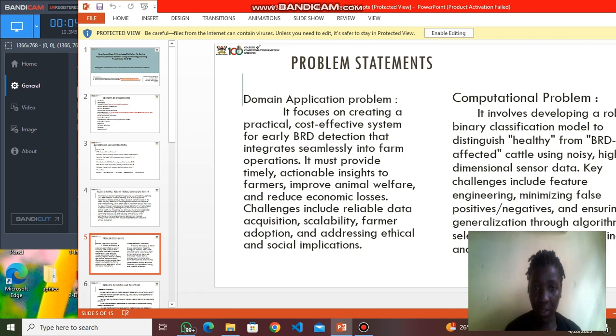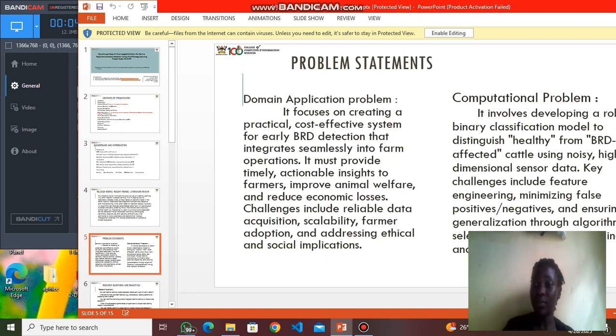So, something on the problem statement and the computational problem. Just like I gave you from the definition, our system's main focus is on efficiency, being a faster system, and being reliable. So the computational problem is how our system can accurately detect the BRD in practice, not forgetting efficiency, maintaining speed, and being reliable. So that's our computational problem.